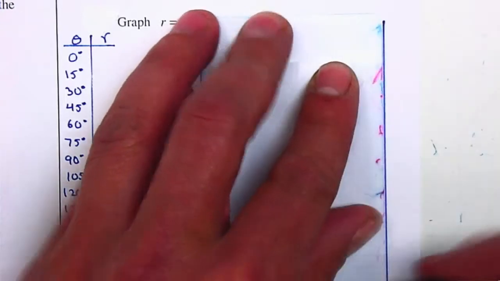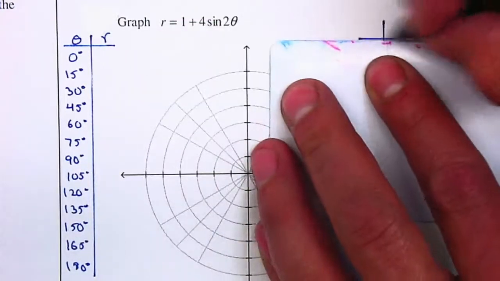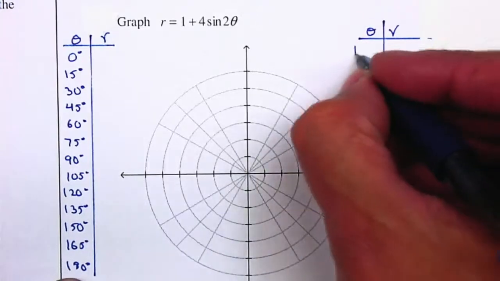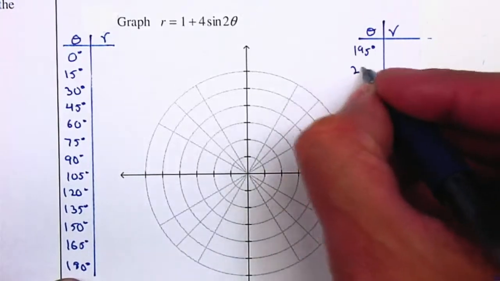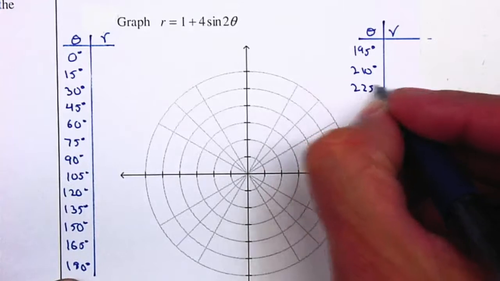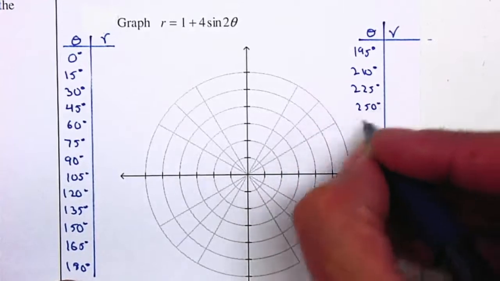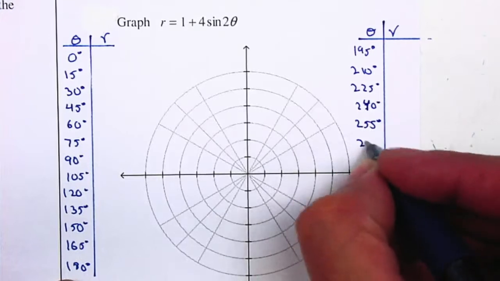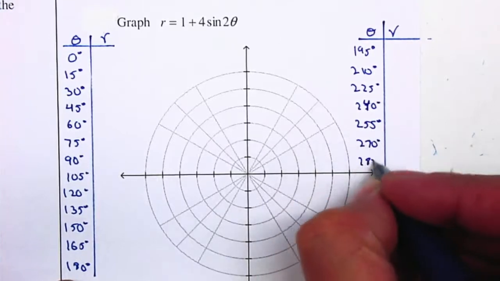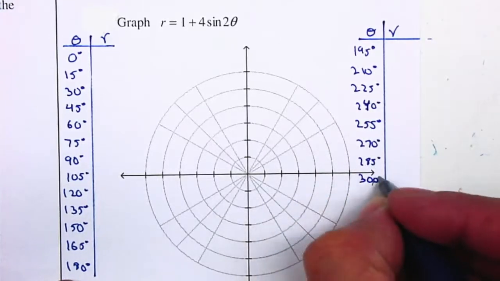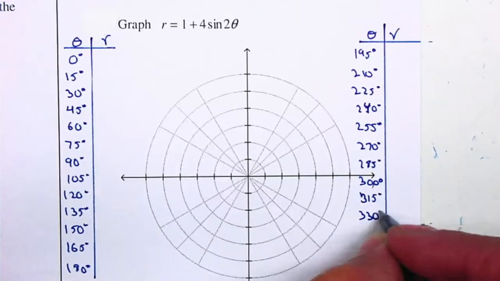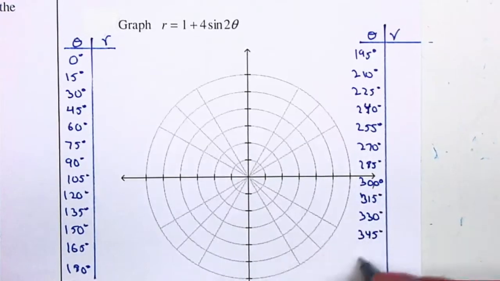So you want to be able to plug in every 15 degrees. So theta and r. So 195 degrees, 210 degrees, 225 degrees, 240 degrees, 255 degrees, 270 degrees, 285 degrees, 300 degrees, 315 degrees, 330 degrees, 345 degrees, and 360 degrees.